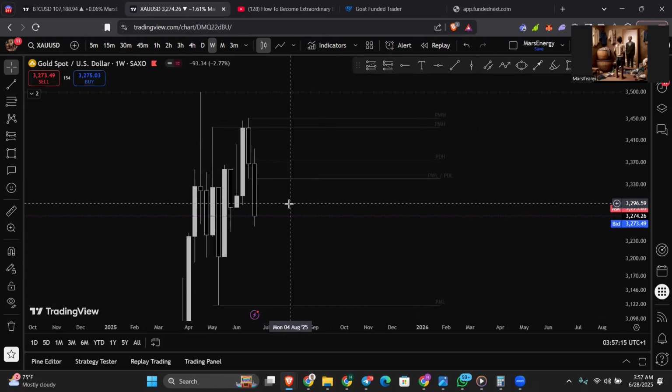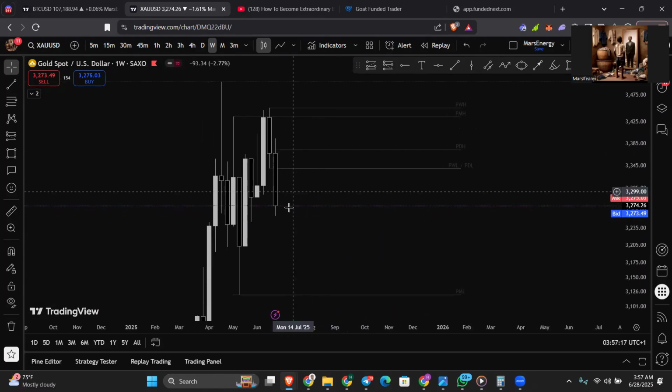Now, looking at what price has done. On the weekly, there is nothing where I'm seeing rejection. There was a rejection here, but it's not rejecting from any key level, so I will not take it seriously. But looking at what the weekly has done, weekly is bearish.